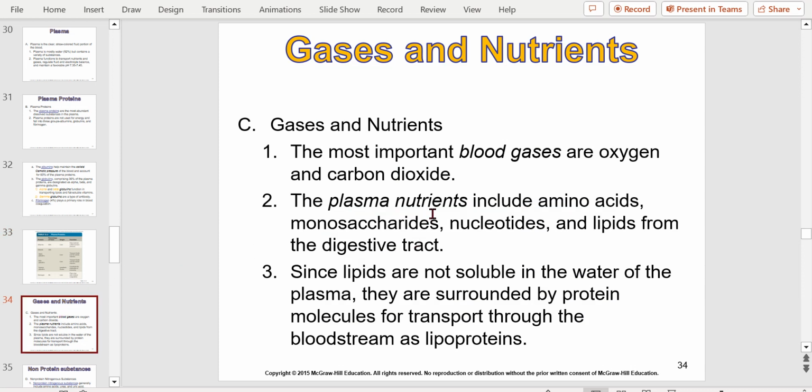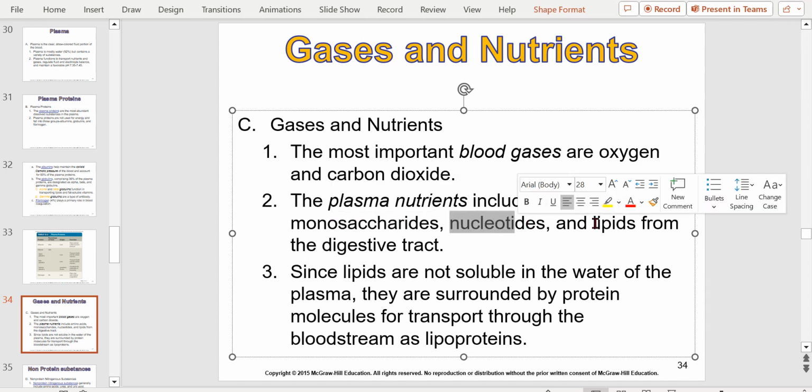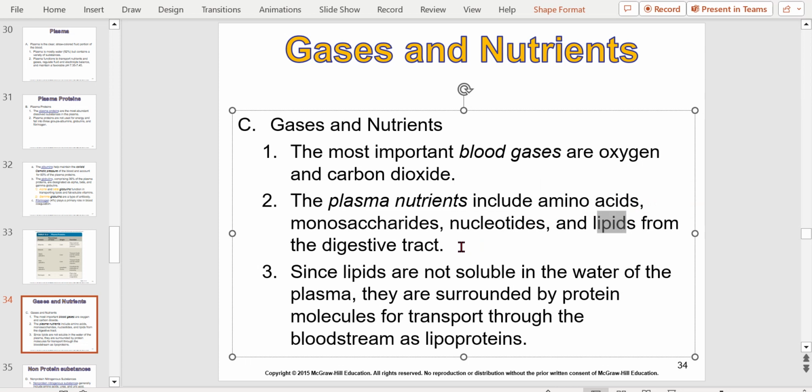Gases and nutrients. The most important blood gases are oxygen and carbon dioxide. The plasma nutrients include amino acids, monosaccharides, which are single sugars, nucleotides from DNA, and lipids, fats from the digestive tract. Since fats are not soluble in the water of the plasma, they are surrounded by protein molecules for transport through the bloodstream as lipoproteins. Fatty proteins. Good.